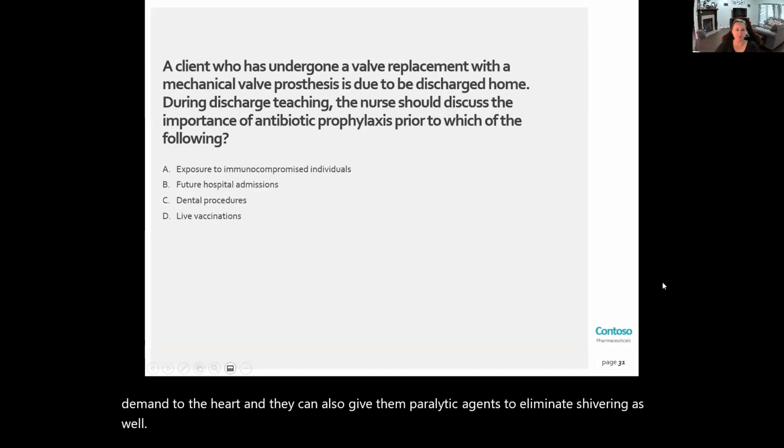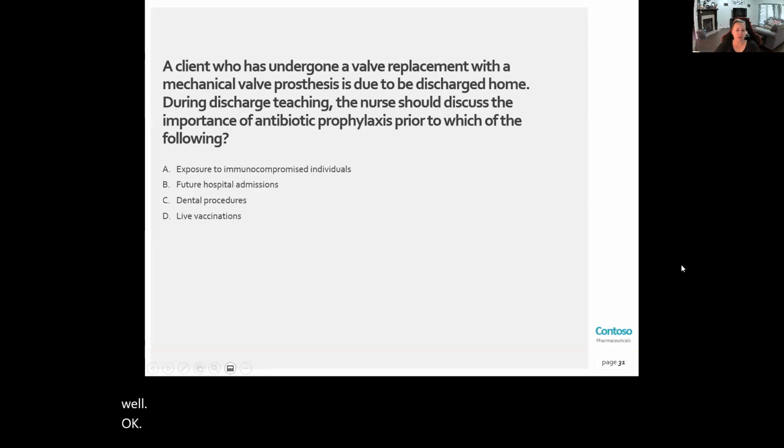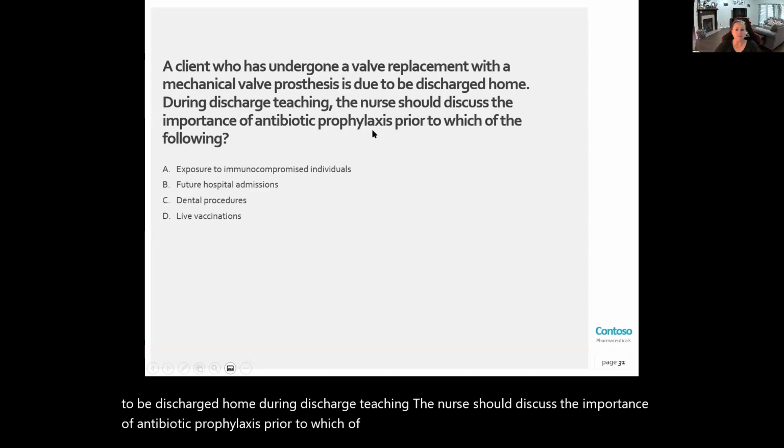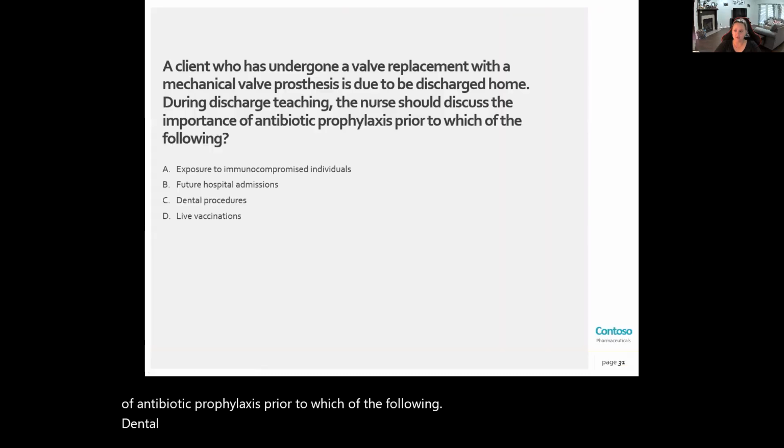Okay. So a client who has undergone a valve replacement with a mechanical valve prosthesis is due to be discharged home. During discharge teaching, the nurse should discuss the importance of antibiotic prophylaxis prior to which of the following? Dental procedures. Oops, sorry, went too far back.